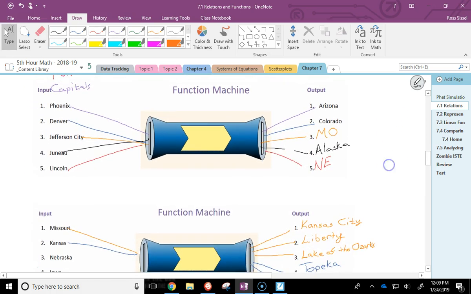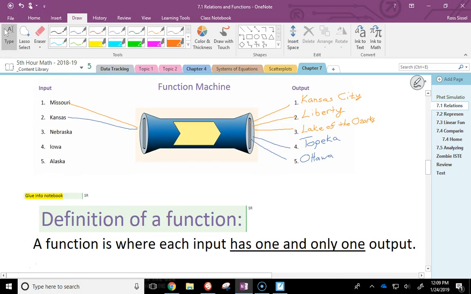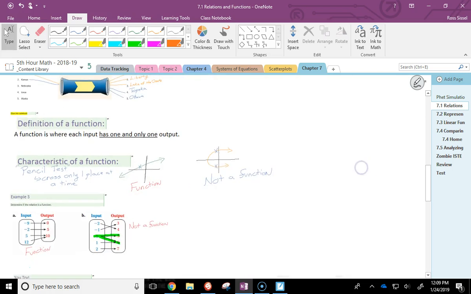How about our function machine with the capitals to the states? Function. But the second one, how about our second one? Function, not function. Because Kansas goes to Missouri, went to Kansas City. It went to Liberty. It went to Lake Rosa. Kansas went to Topeka.